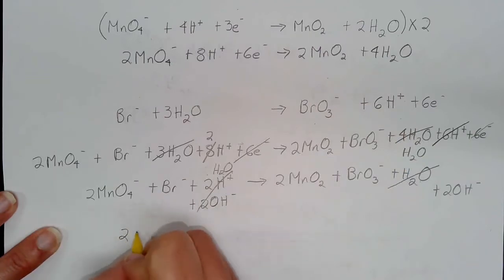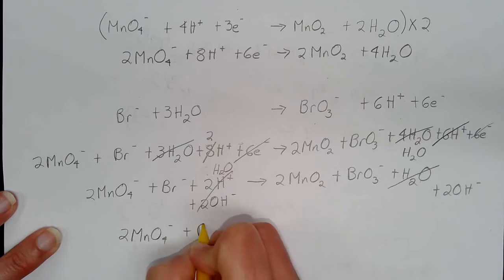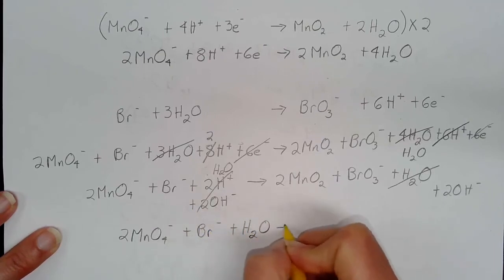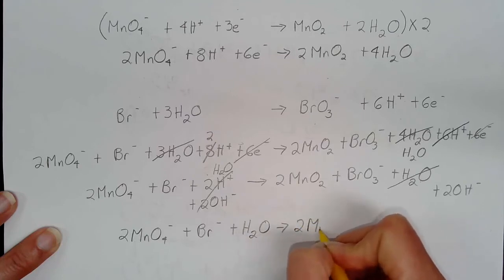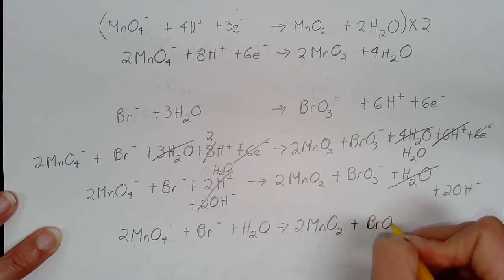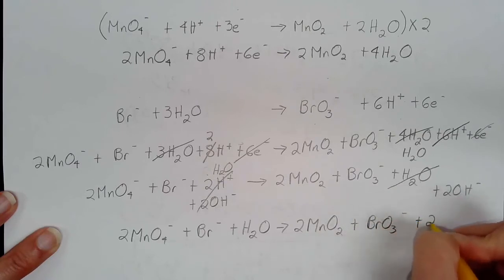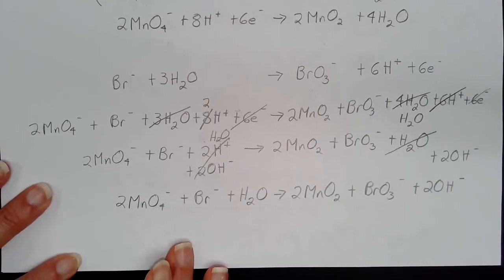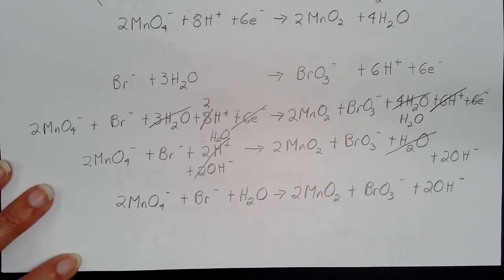We have now 2 permanganate ions plus the bromide ion plus a water molecule forms 2 manganese 4 oxide, a bromate ion, and 2 hydroxide ions. Now we have finally balanced our equation in basic solution.